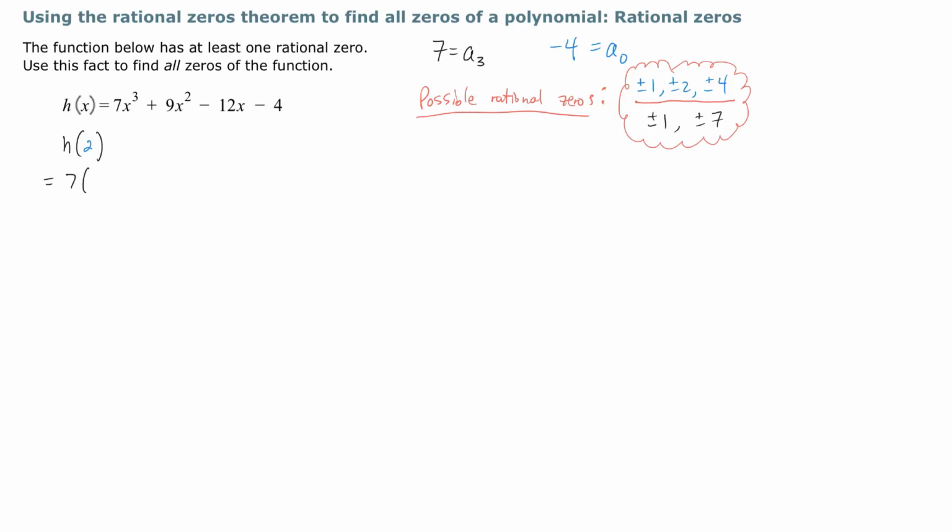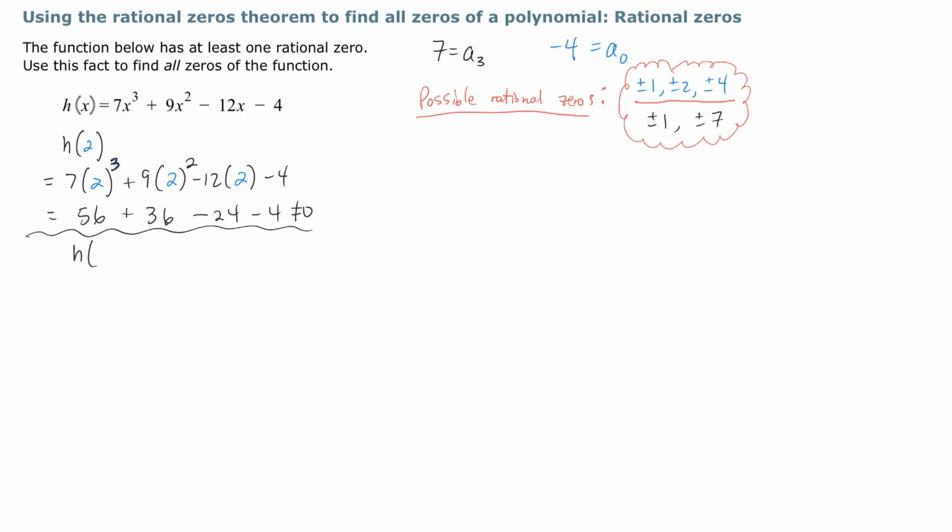7 times 2 cubed plus 9 times 2 squared minus 12 times 2, subtract 4. Okay, let's simplify this. That's 56 plus, let's say, 36 minus 24 minus 4. I don't think that's 0. That's not 0. So let's try something else.